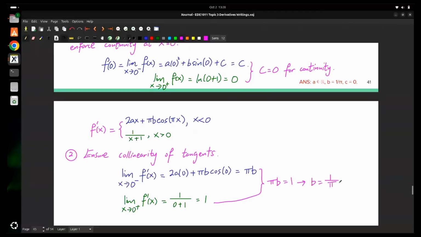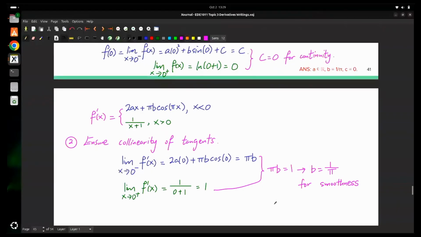Only when b equals 1 over pi do you have the tangents being collinear. That means smooth. So this is for smoothness. Then you notice that there's no constraint on a, because you only solve for c equals 0 and b equals 1 over pi after you have ensured the smoothness and continuity at x equals 0. So that implies that a can be anything, because two conditions are satisfied already.